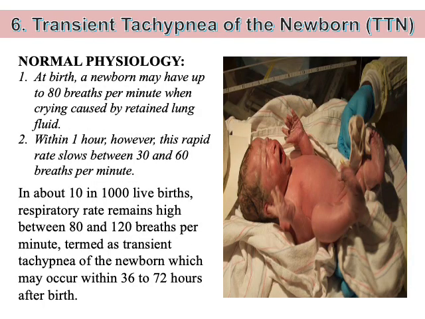Transient tachypnea of the newborn. In a normal physiology, a newborn at birth may have up to 80 breaths per minute, especially when crying because of retained lung fluid. Within 1 hour, however, this rate slows down between 30 and 60 breaths per minute. And in about 10 in 1,000 live births, the RR remains high, usually between 80 to 120 breaths per minute.